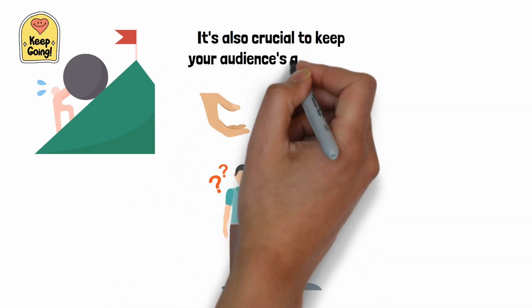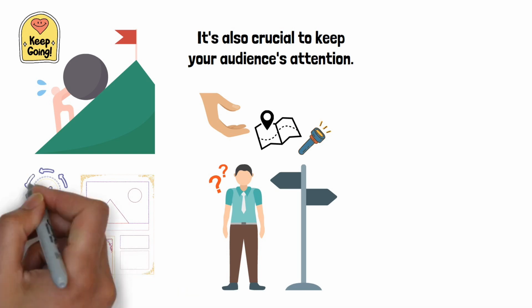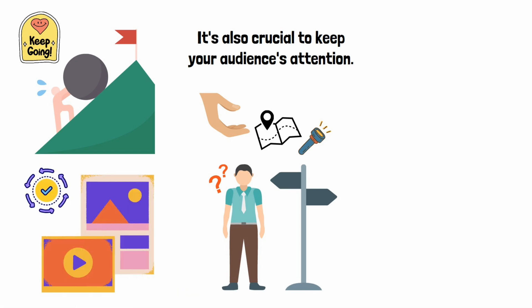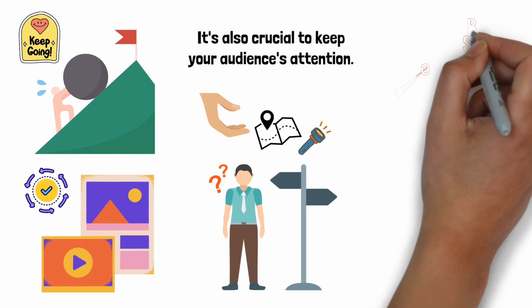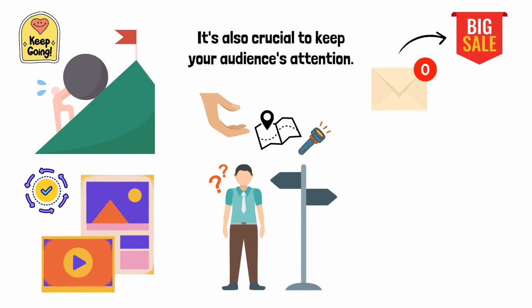It's also crucial to keep your audience's attention. This is done by sharing content that relates to their interests and by being consistent in when and how often you email them. When you disappear for months and then show up suddenly with a sales pitch, it's like a friend who only calls you when they need something.